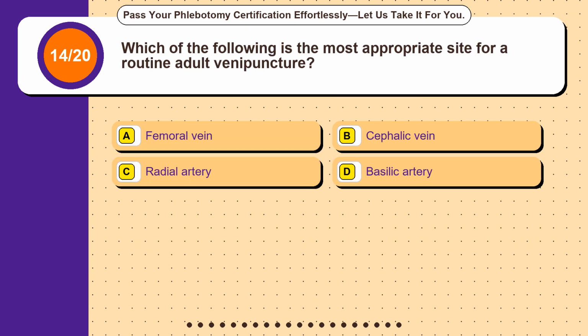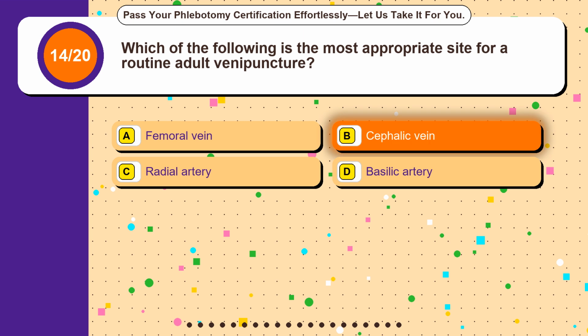Question 14. Which of the following is the most appropriate site for a routine adult venipuncture? Option A, femoral vein. Option B, cephalic vein. Option C, radial artery. Option D, basilic artery. The correct answer is option B, cephalic vein.